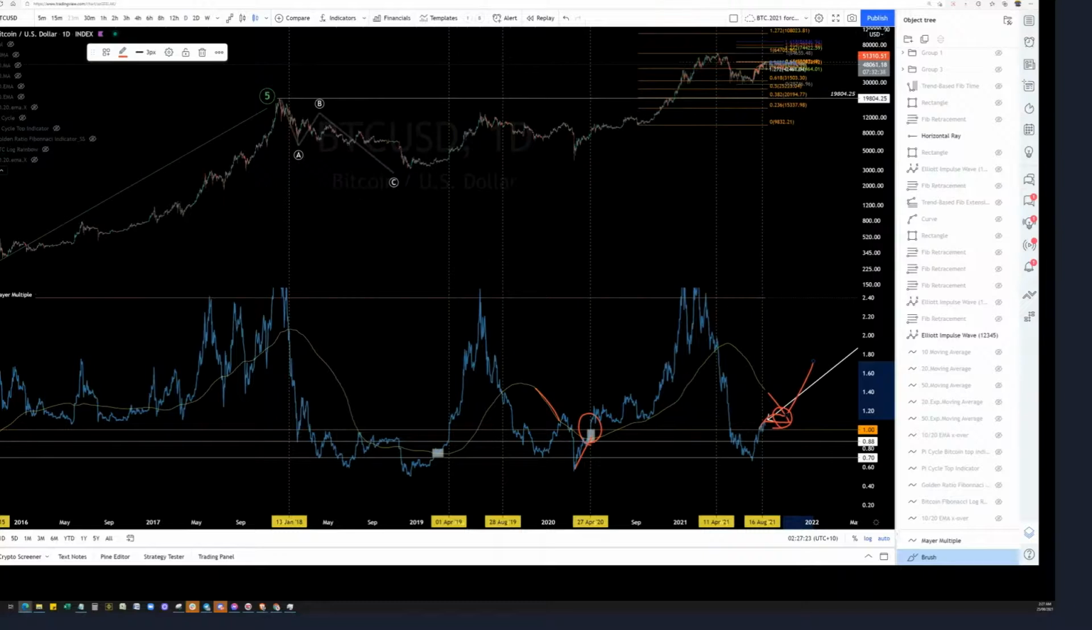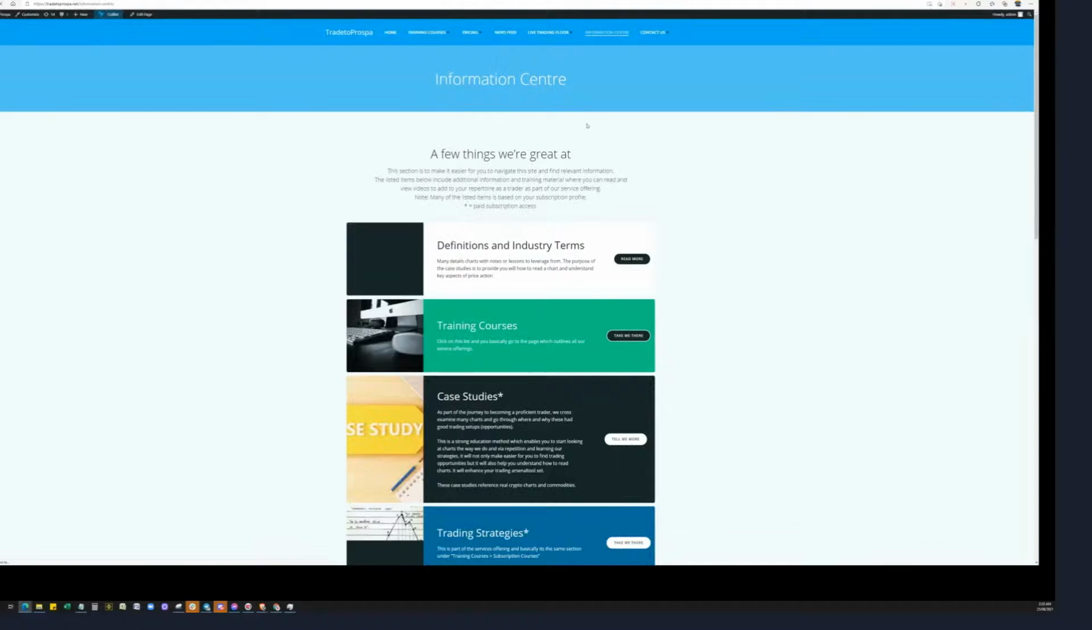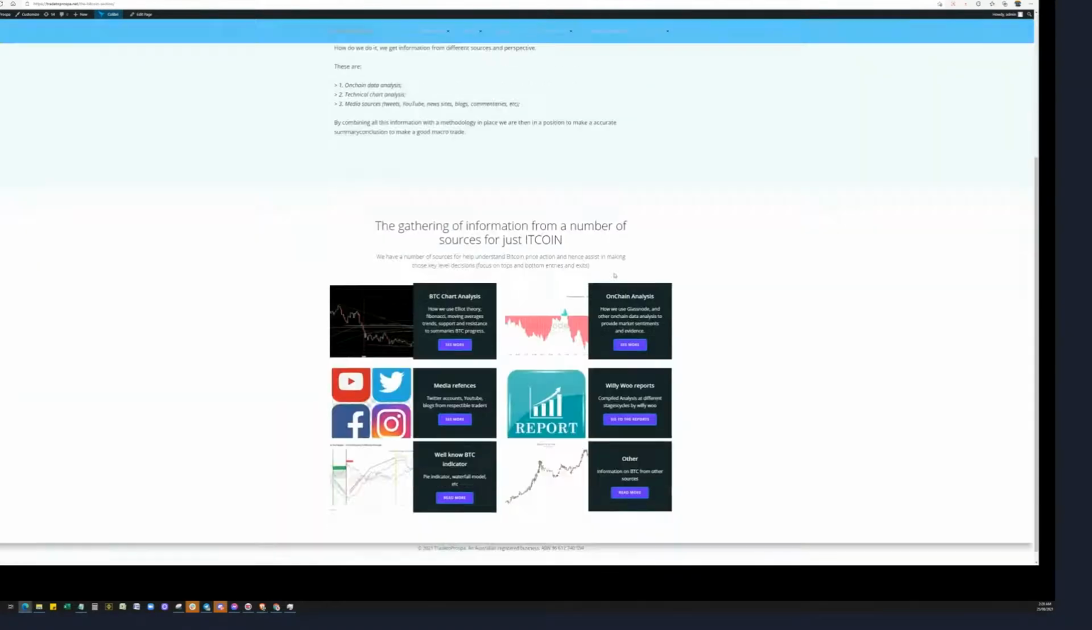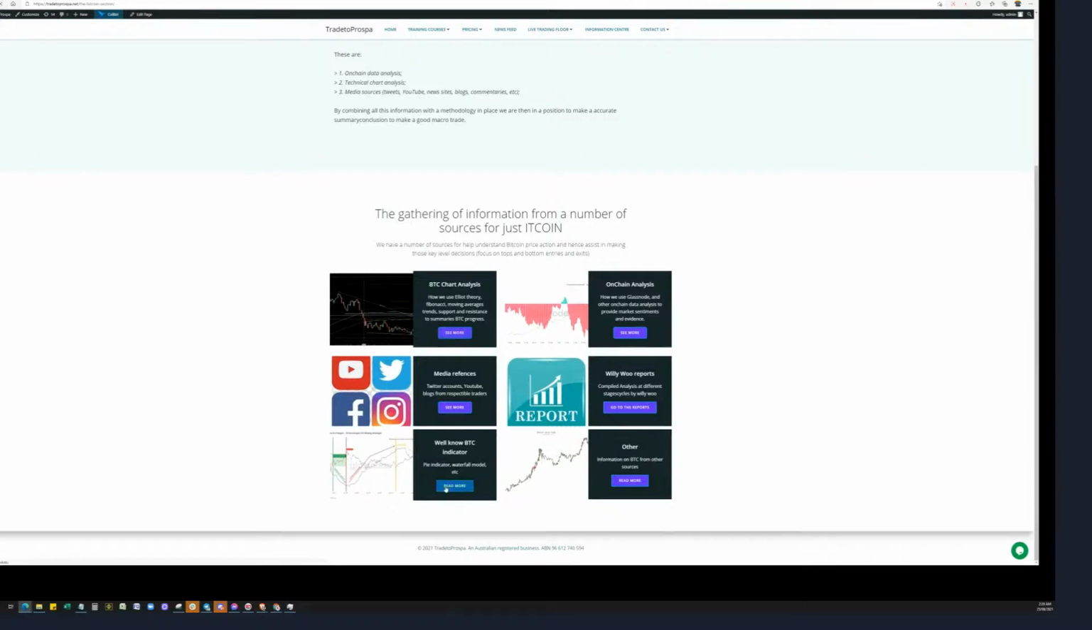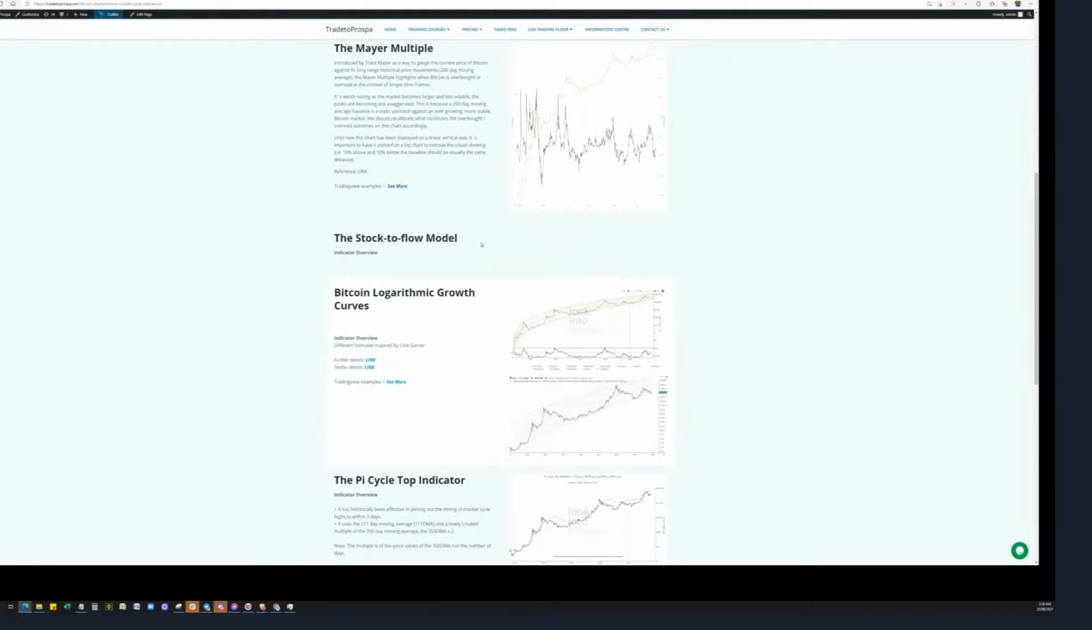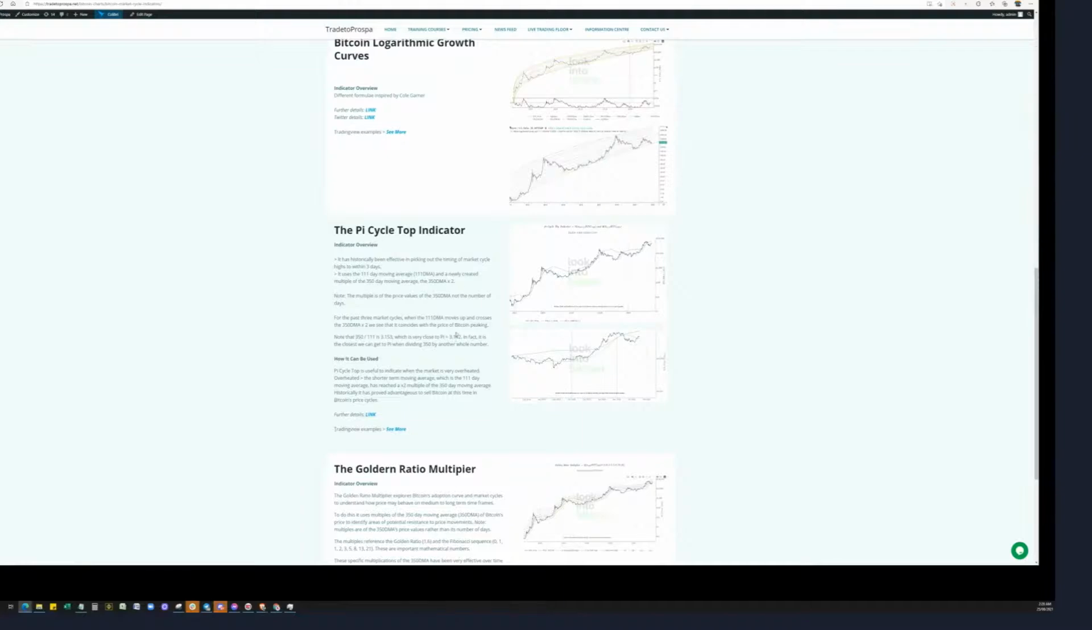There is actually what I'm doing. If you're interested, let me just bring it up. Let me just log on. Give me a sec, guys. This is my website. I've got a Bitcoin section, just focused on Bitcoin. These are the charts, well-known indicators. We've got the Pure multiple, the Maya multiple, the stock flow model, logarithmic curves, pi cycle. All these will help us find the top and bottom.